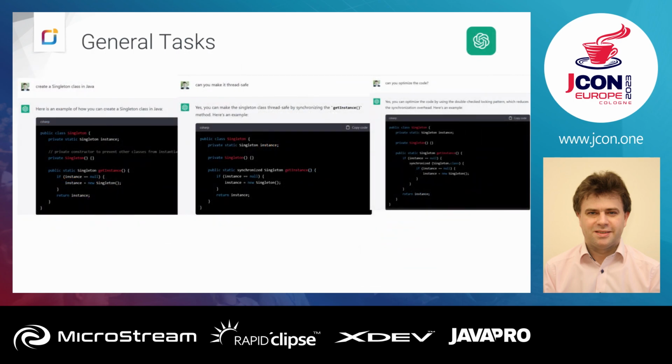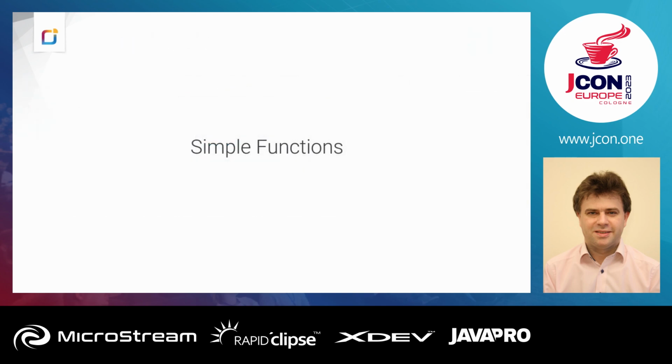In this case, ChatGPT provided everything out of the box. The thread safe variant was also synchronized. And then in the next step, I simply said, can you optimize the code? It understood that it should be this double check idiom and then optimized the stuff.